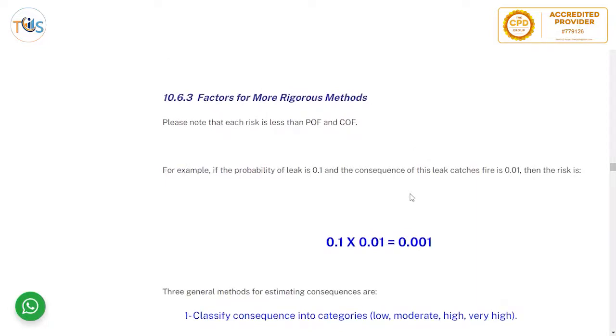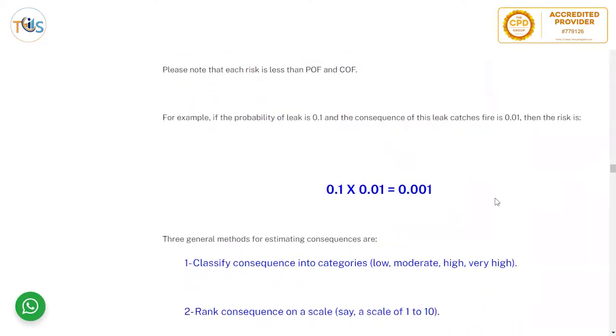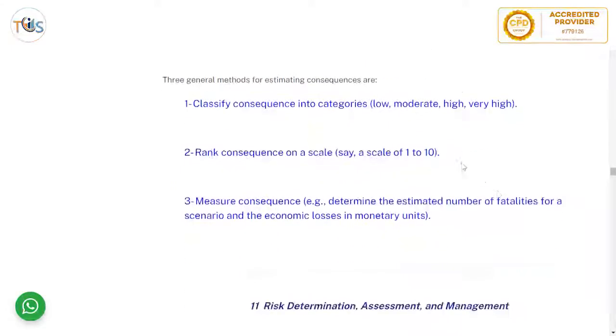Factors for more rigorous methods. Please note that each risk is less than POF and COF. For example, if the probability of leak is 0.1 and the consequence of this leak catching fire is 0.01, then the risk is 0.1 multiplied by 0.01, which is 0.001.